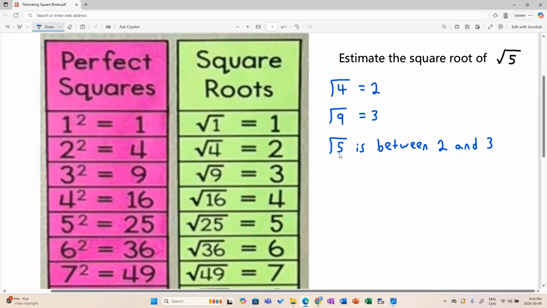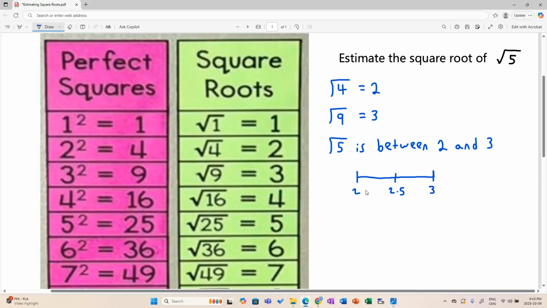Now, I also know this. 5 is closer to 4 than it is to 9. Hence, if I had, let's say, a number line like this, where one end is 2 and one end is 3, and the middle is 2.5, I can basically say that since 5 is closer to 4, it should be between 2 and 2.5, if you think about it.